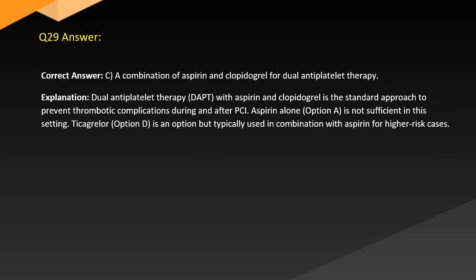Answer. Correct answer C. A combination of aspirin and clopidogrel for dual antiplatelet therapy. Explanation. Dual antiplatelet therapy (DAPT) with aspirin and clopidogrel is the standard approach to prevent thrombotic complications during and after PCI. Aspirin alone, option A, is not sufficient in this setting. Ticagrelor, option D, is an option but typically used in combination with aspirin for high-risk cases.